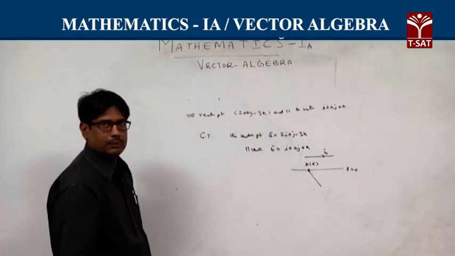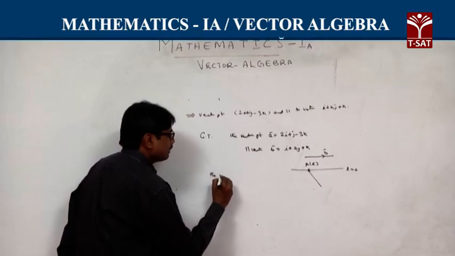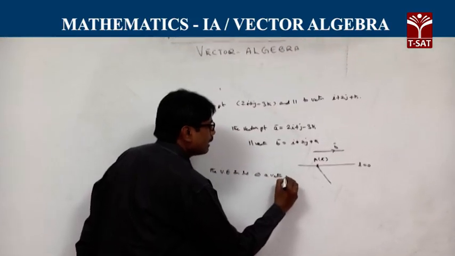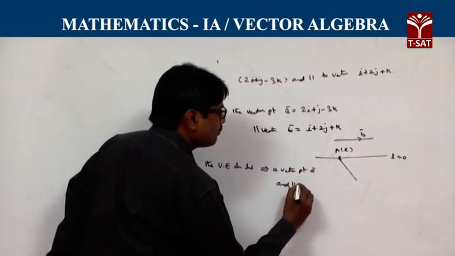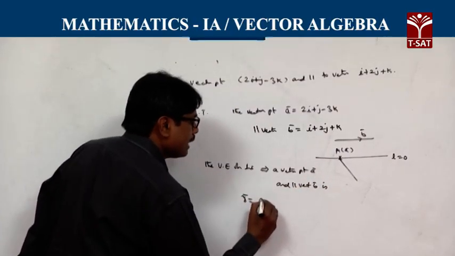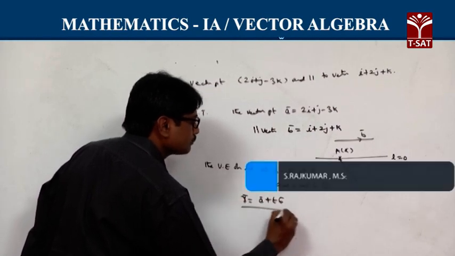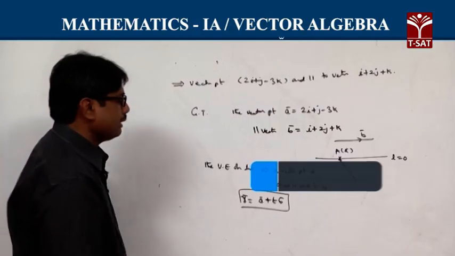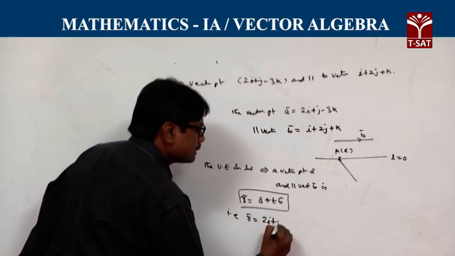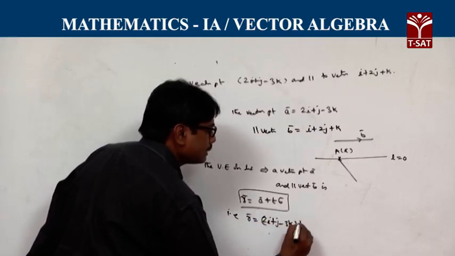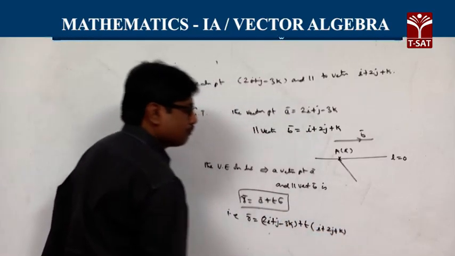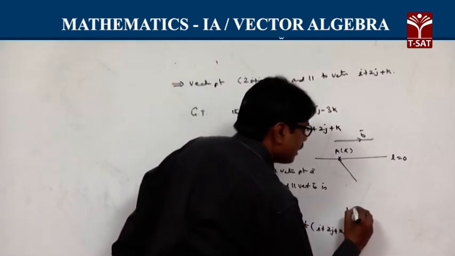Just now we did a proof, the vector equation of the line passing through a vector point a bar and parallel to vector b bar is r bar is equal to a bar plus t b bar, that is r bar is equal to a bar, first vector 2i bar plus j bar minus 3k bar, plus t times of b bar, which is i bar plus 2j bar plus k bar, where t is the scalar.